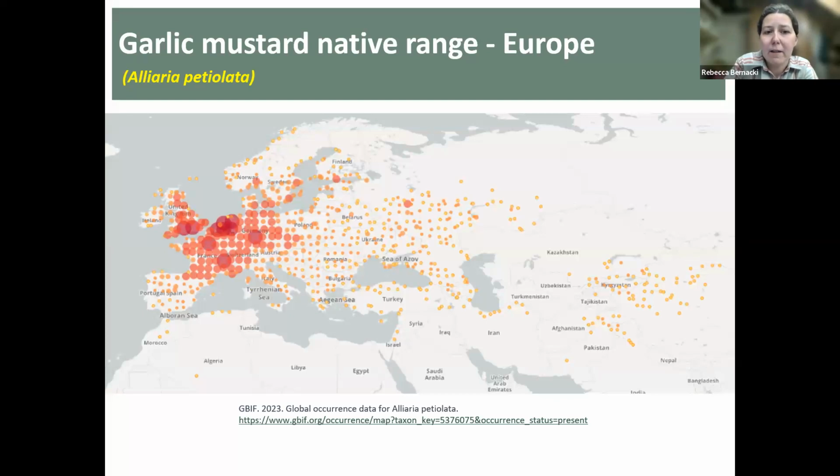Garlic mustard's native range is in Europe. So this is just some occurrence points. You'll see these for each species that people have plotted, but you can see in this map how dense those occurrences are in Europe.